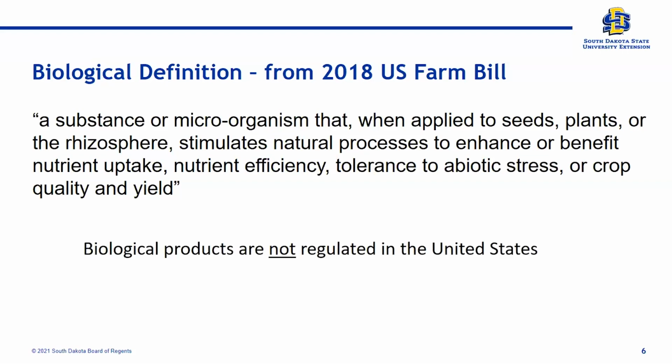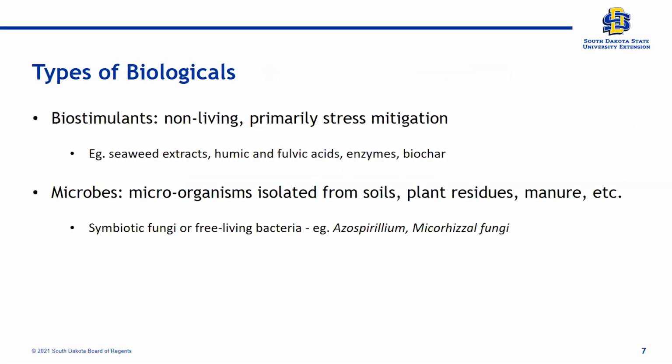Another statement that I would like to reiterate here is biological products are not regulated in the United States. And biological products out there can be broadly categorized into two different categories. One is the biostimulants, that is non-living, primarily stress mitigation. Examples can be seaweed extracts, humic acid, fulvic acid, enzymes. You have probably heard about biochar. These are things that will enhance some of the activities that are already naturally present in the soil or the plant, to stimulate or act as a catalyst for the plants and the soils.